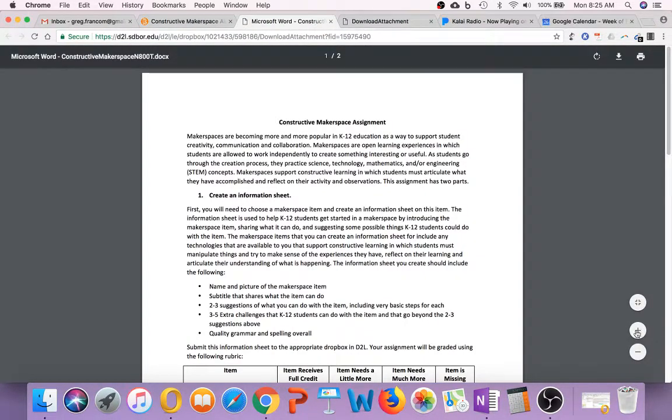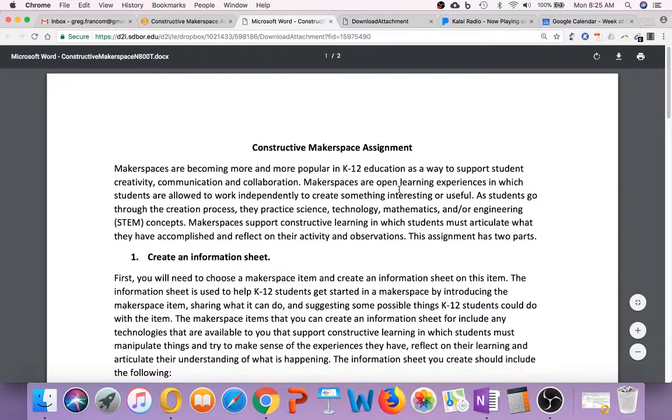So here it is. Makerspaces are becoming more and more popular, and they're open learning experiences in which students are allowed to work independently to create something interesting or useful. And they might practice things like science, technology, mathematics, and or engineering concepts as they go through this. There's just a lot of open learning going on where students learn also maybe the 3 C's: communication, collaboration, creativity. There's just a lot that they can learn through this process. So they support constructive learning, in which students must articulate what they have accomplished and reflect on their activity and observations.